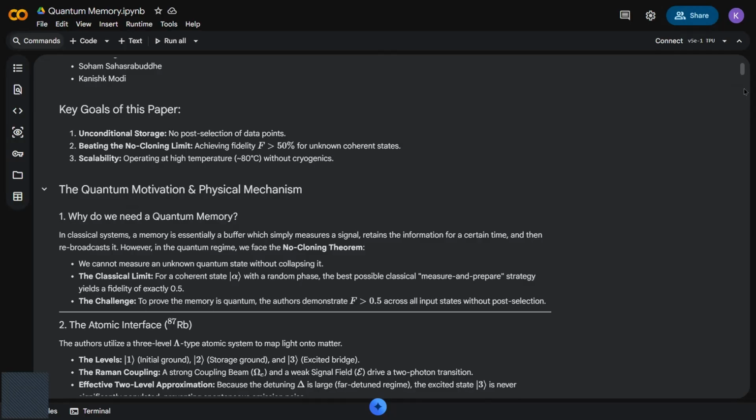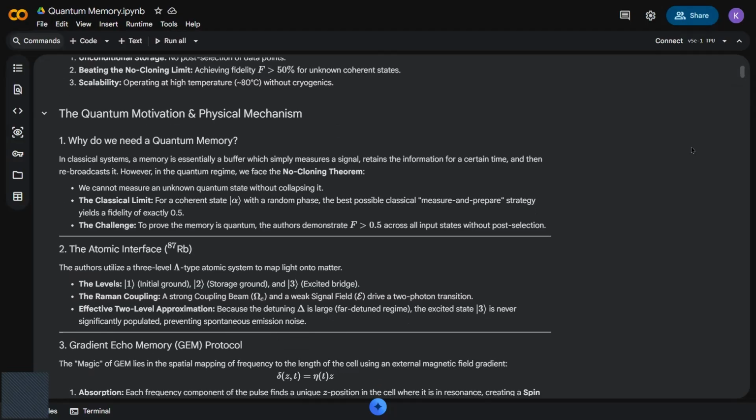So we operate at high temperatures without any cryogenics. The paper attempts the experiments at 80 degrees Celsius. However, this won't be included in our simulations.